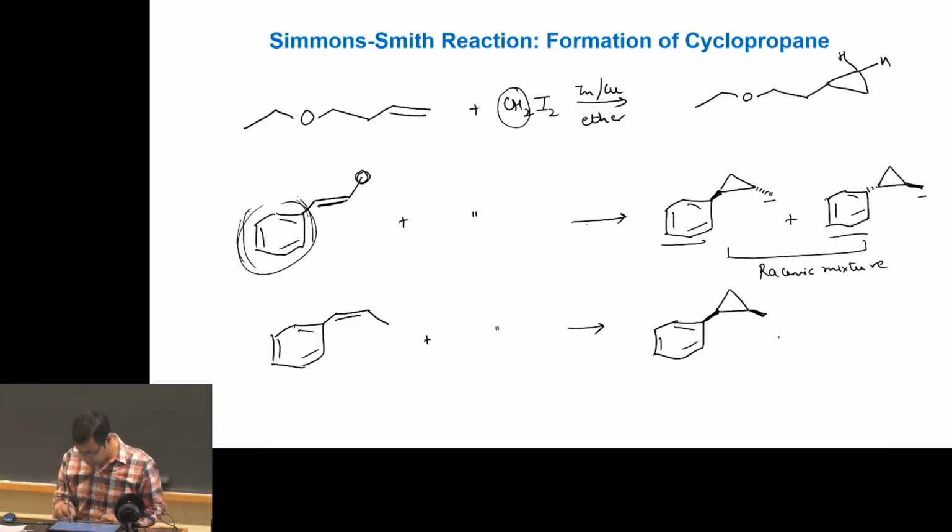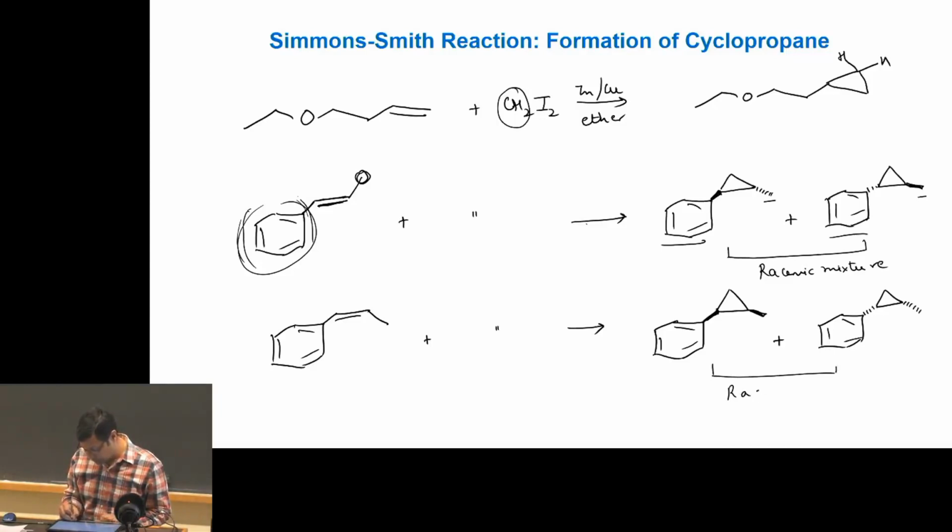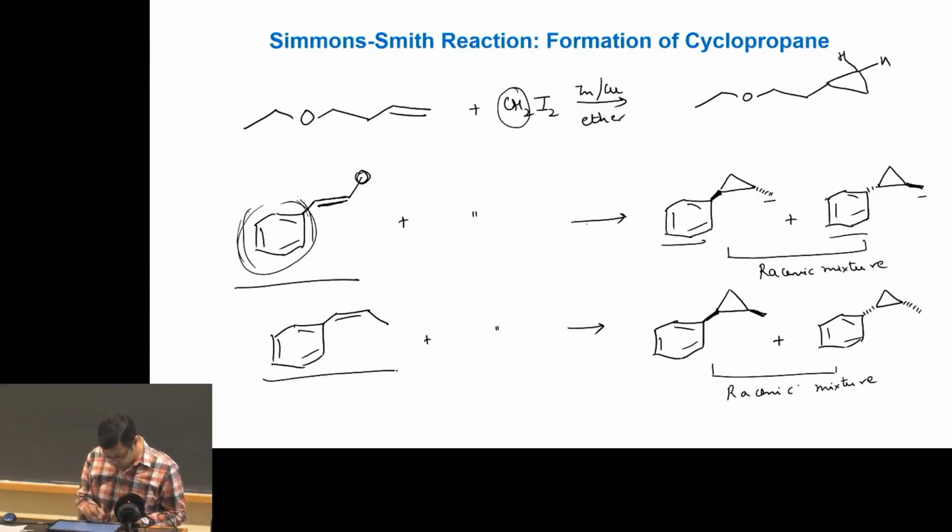Okay, that's one enantiomer you will form. The other enantiomer is when you have both the groups at the bottom. Okay, so you'll end up with a racemic mixture. So always keep in mind, if you start with trans, you will have a trans relationship. If you start with cis, you will have a cis relationship in the product. All right. So that is about the Simmons-Smith reaction.